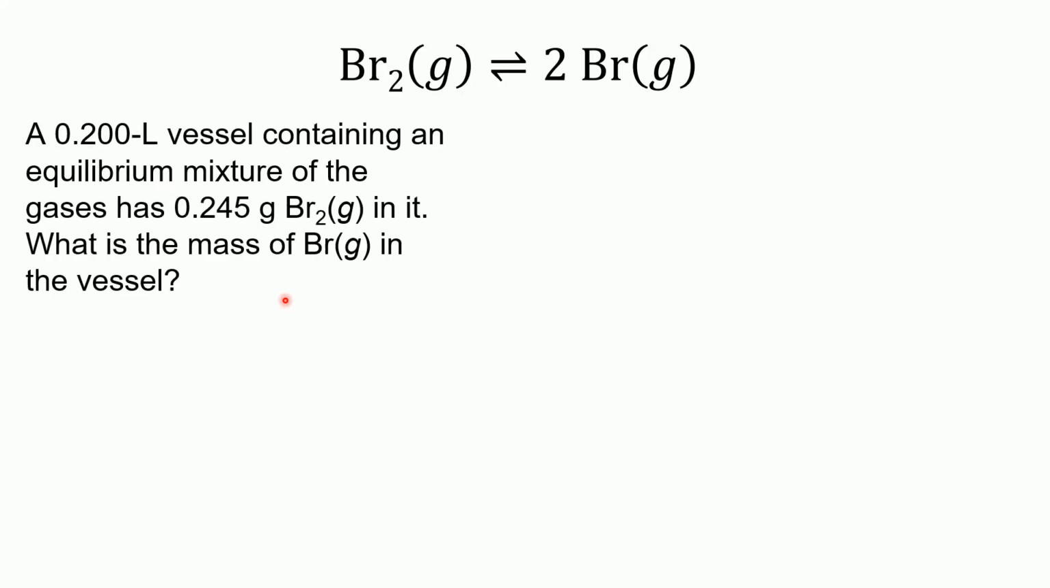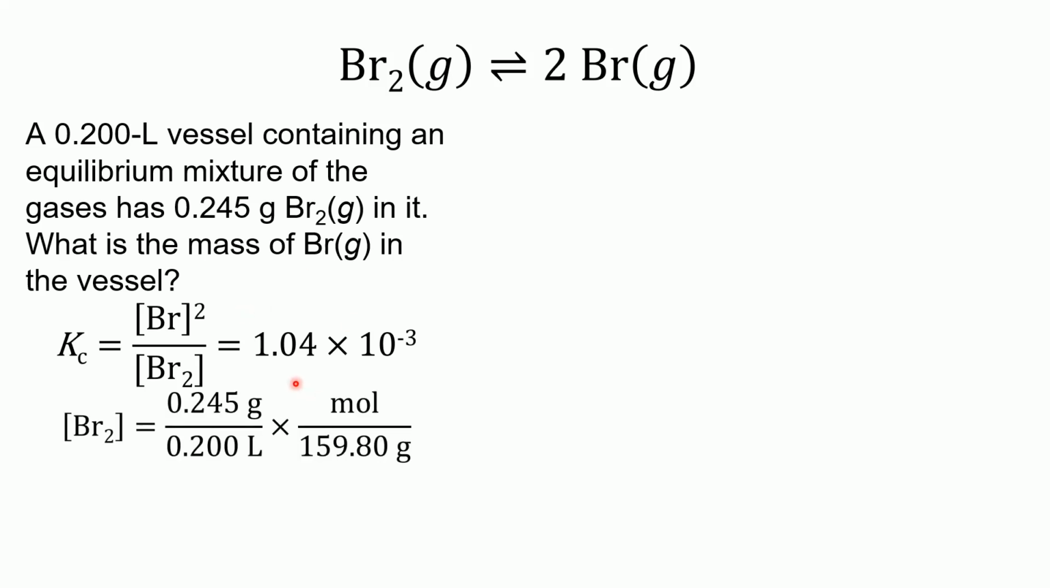All right, so there's our question again. And here is our equilibrium constant expression with the value of our equilibrium constant. Here we can calculate the concentration of Br2. We'll just take the mass of the Br2, divide by the volume, and then multiply by the reciprocal of the molar mass. You'll see the grams cancel out, and we will get moles per liter.